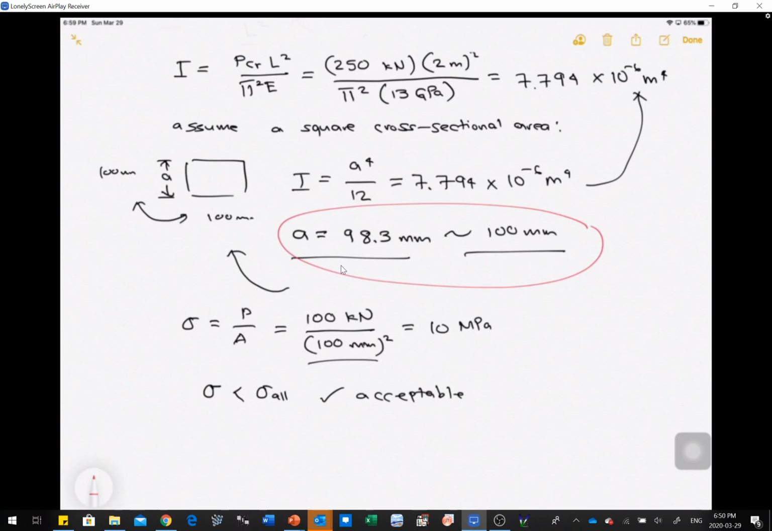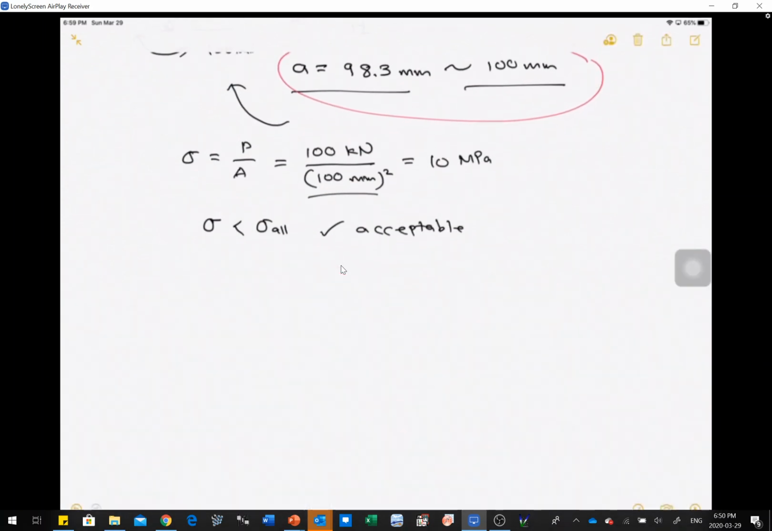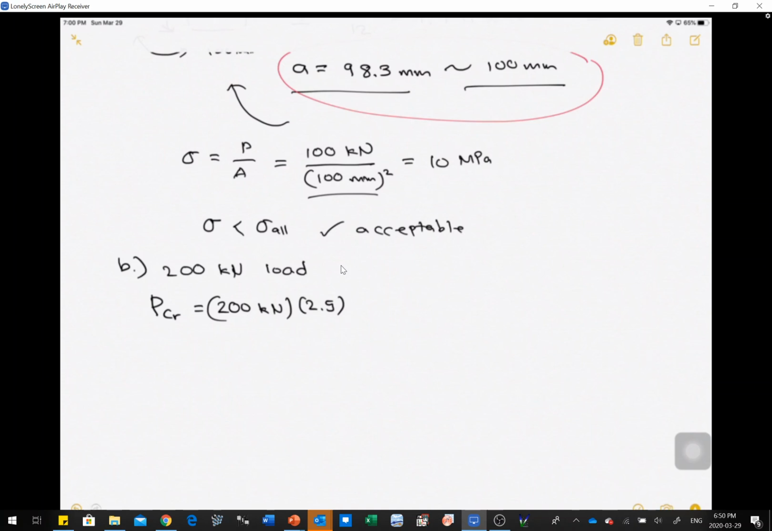Now going to the second question, which is, what if the load is 200 kilonewtons? So we have 200 kilonewtons of load. Again, we can calculate PCR, accounting for the factor of safety. So 200 kilonewtons, the factor of safety is 2.5. We're going to end up with 500 kilonewtons right here.